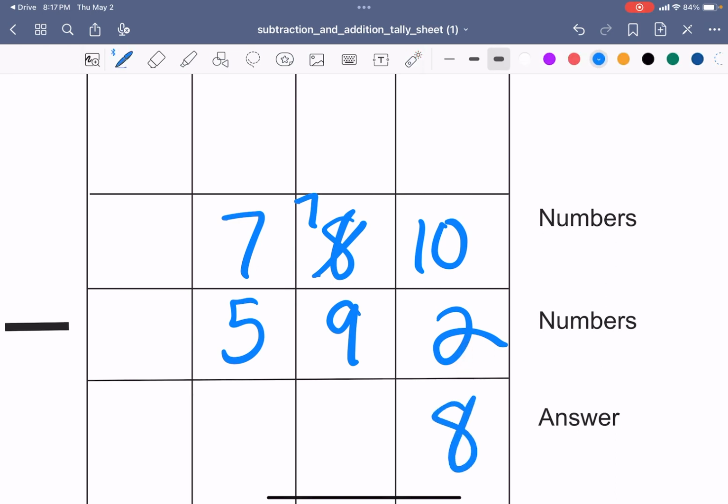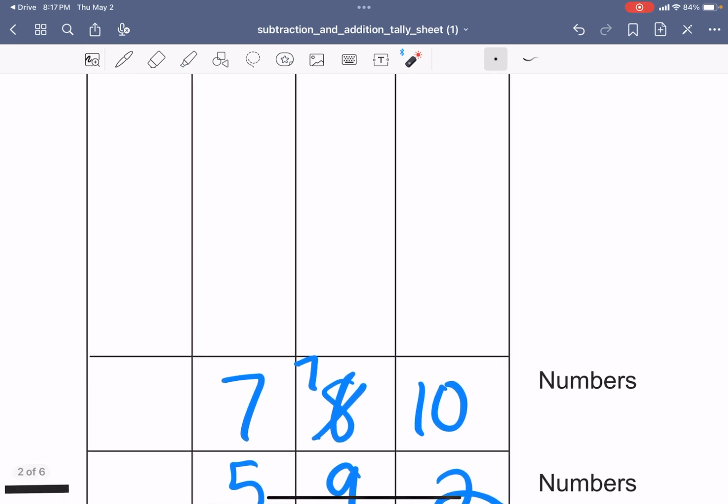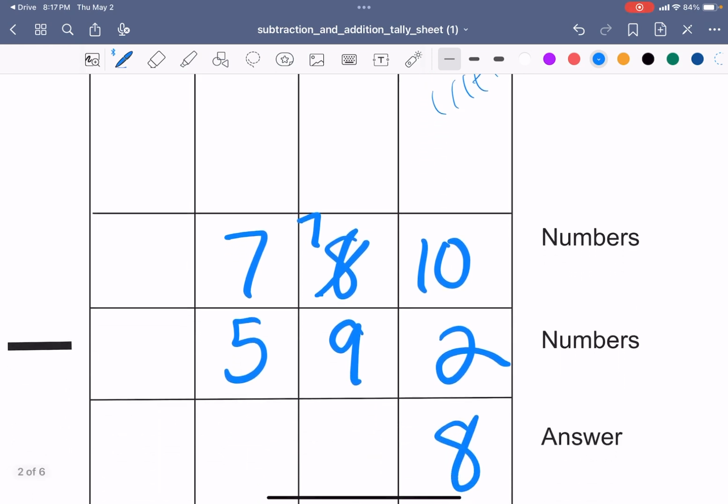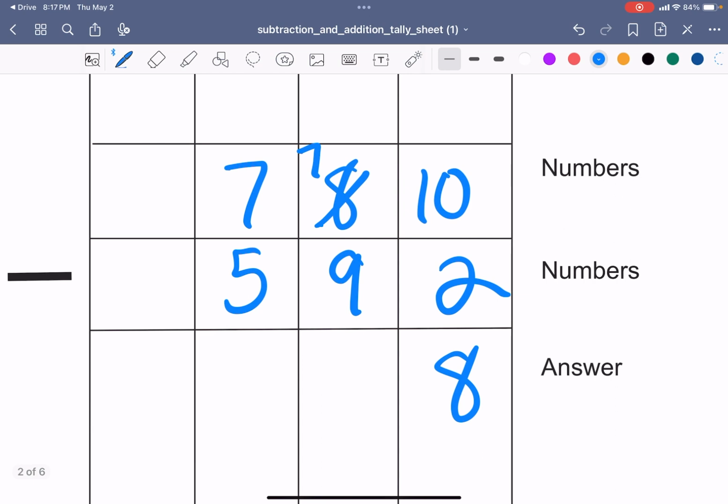And remember, if it's still hard for you to do the subtraction here, you can always put the tally marks in here. So you have 10 tally marks, so 1, 2, 3, 4, 5, 6, 7, 8, 9, 10. Then you take away the 2 tally marks, then you're left with 8. So you can always use this to get your answer.